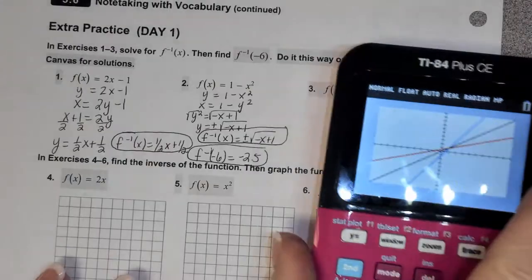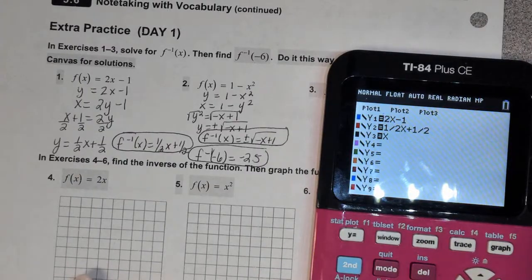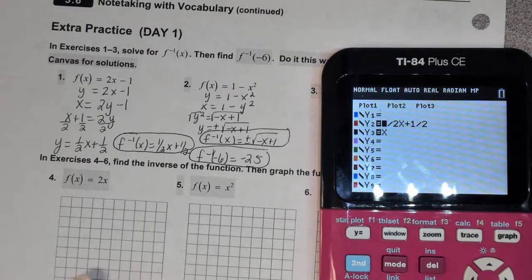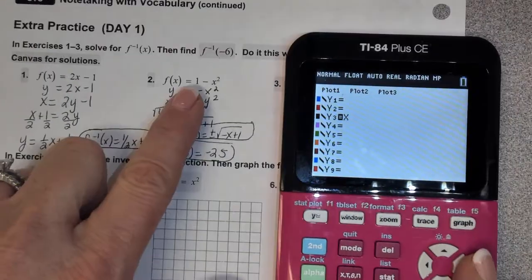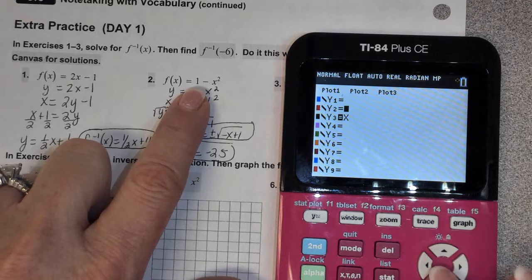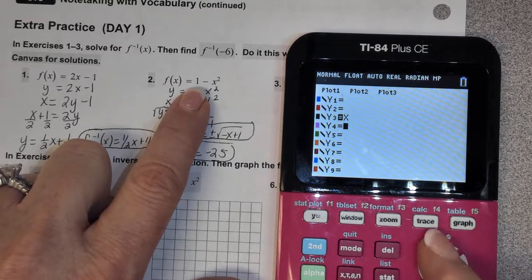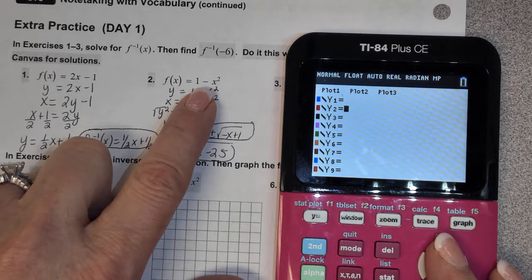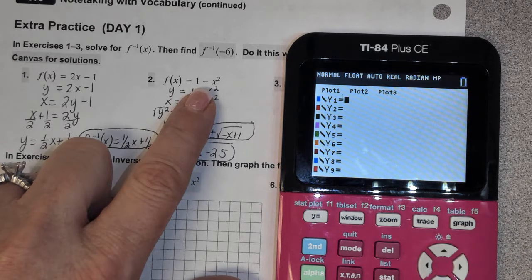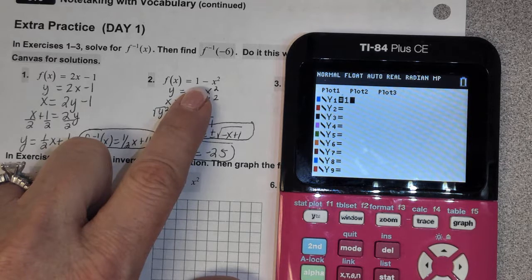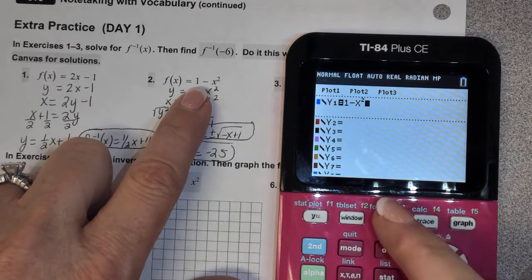Well, maybe not function, actually. I shouldn't say function. And I'll show you why I should not say function. I'm going to put this in, my original function that I had. Guys, you should know what that looks like. What does that look like? Before I graph it, it is a what? Upside down parabola, right, and it's been shifted up 1 unit. So 1 minus x squared.